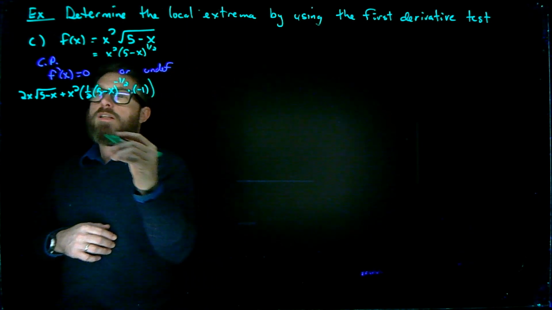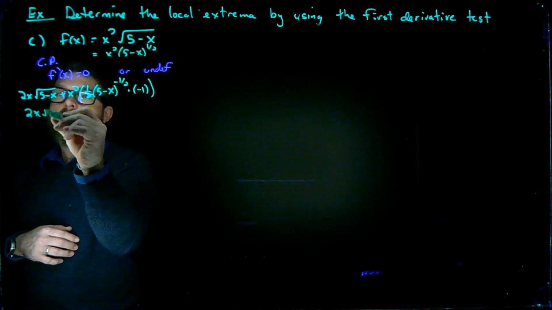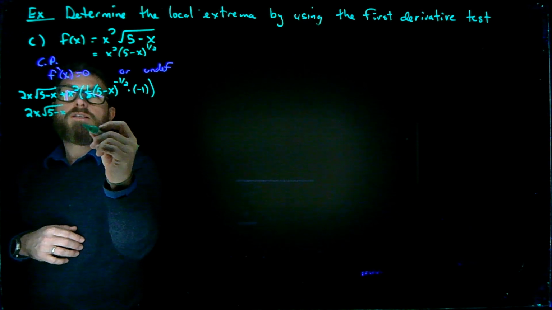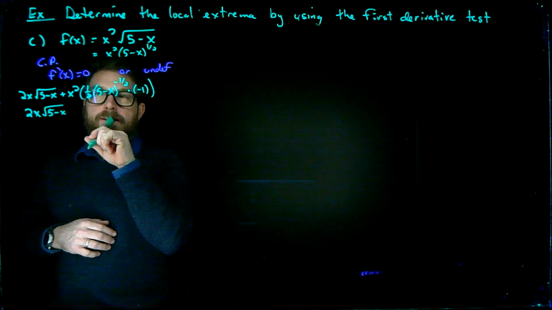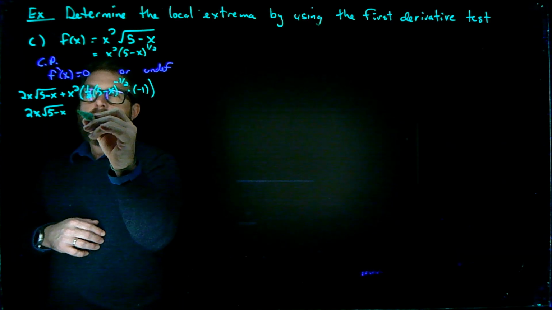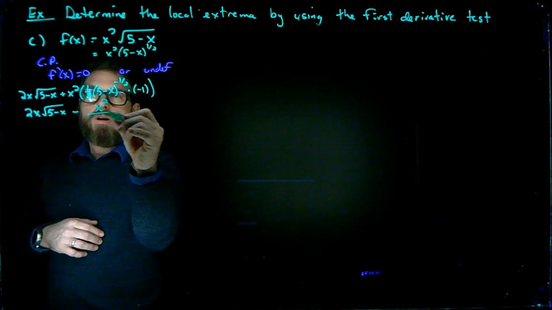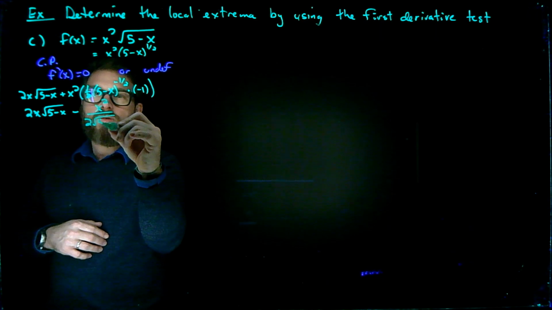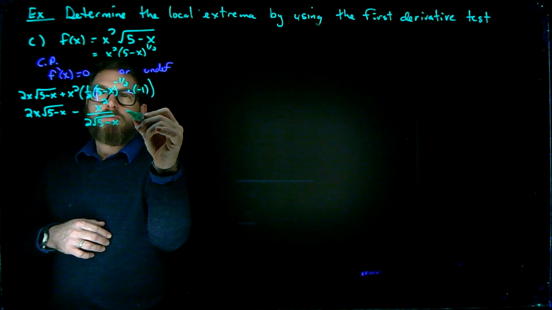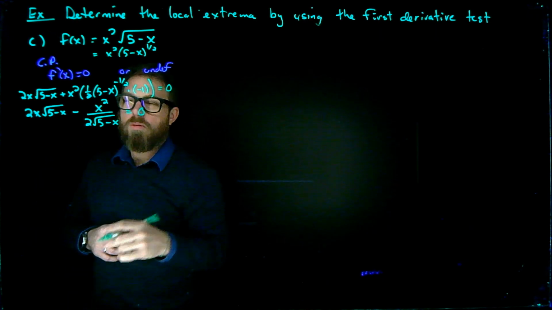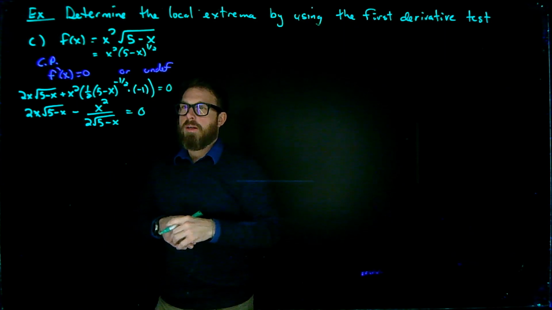All right, now cleaning this up, I have 2x root 5 minus x, and then cleaning this one up, we're going to have a minus x squared all over 2 times the square root of 5 minus x. Remember, we're setting this equal to 0, or undefined, and we'll get there in a minute here.